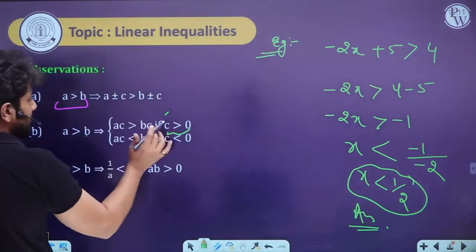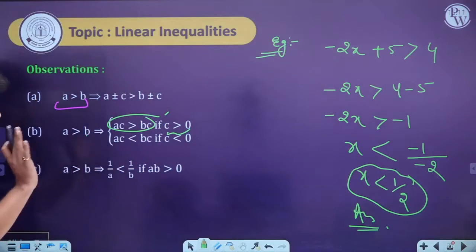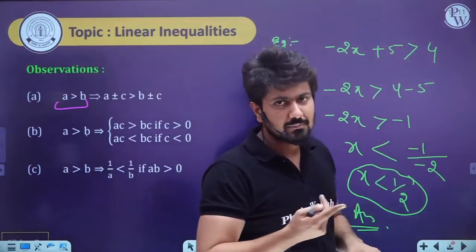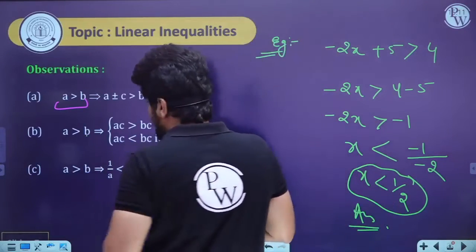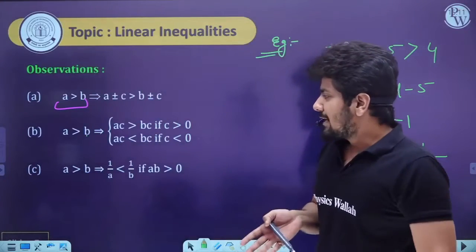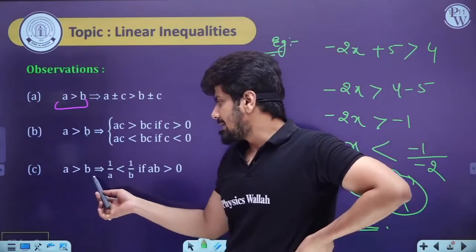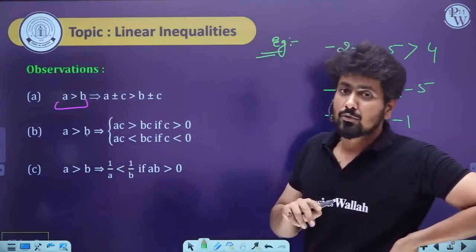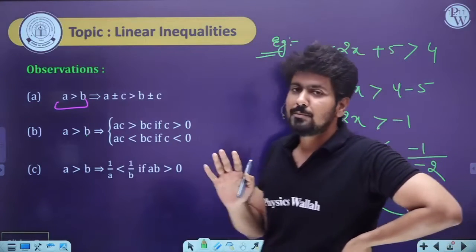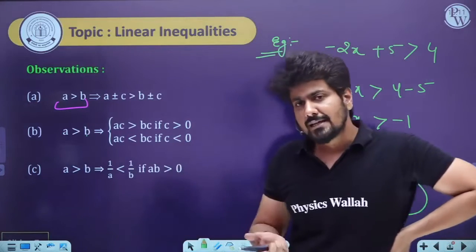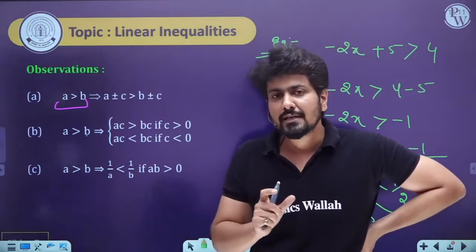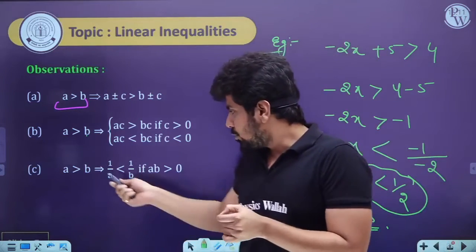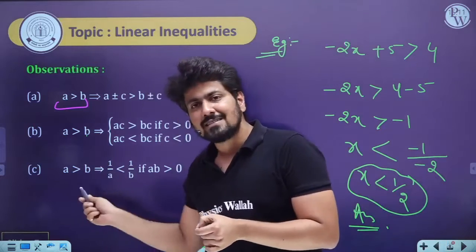These are some basic rules about inequality. If you multiply by a positive number, the inequality does not change. But if you multiply by a negative number, the inequality reverses. Clear? Now, if you do the reciprocal, a greater than b implies 1 by a is less than 1 by b, if a and b are of the same sign.